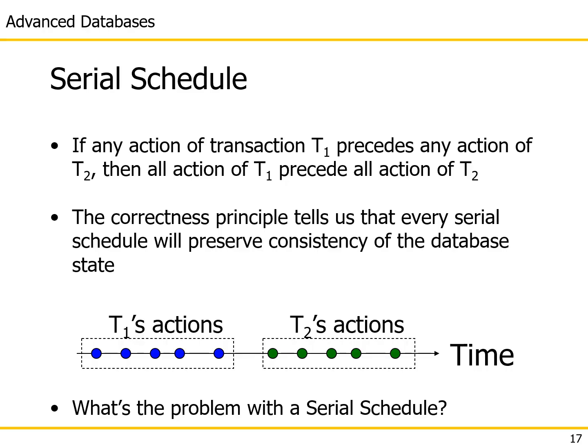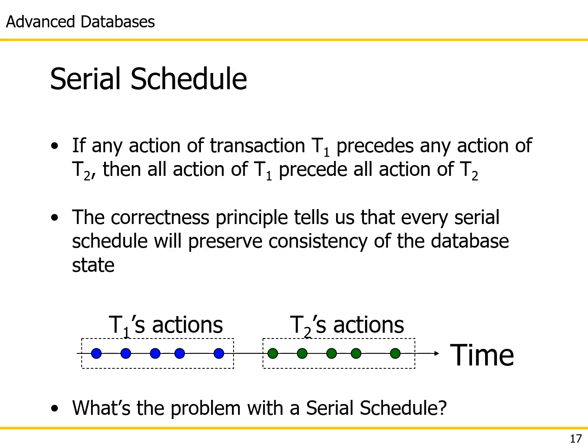Now, the correctness, we can argue about it even from a theoretical point of view. So let me read this point. It says if any action of transaction T1 precedes any action of T2, then all actions of T1 precede all actions of T2. I'm trying to prove that logically. So the correctness principle tells us that every serial schedule will preserve consistency of the database state. Now I'm not going to go into a theoretical exercise here trying to prove by contradiction that this will always be the case, but I'm sure you are capable of doing that, so I'm just going to move on.